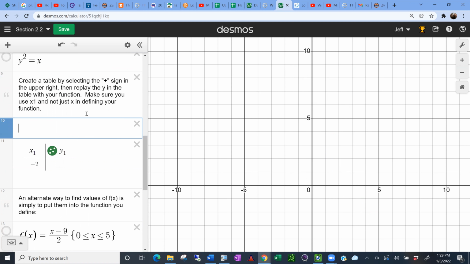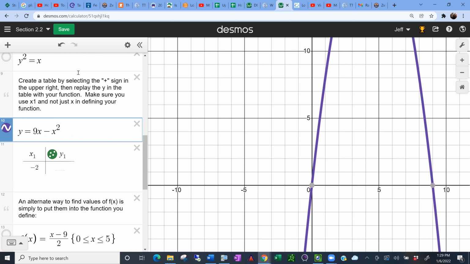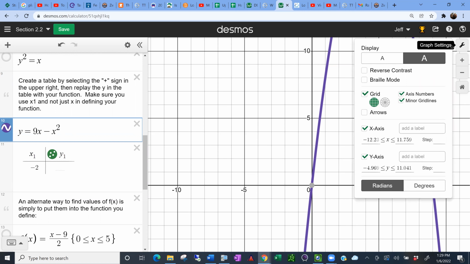I want to graph or work with the graph of y equals 9x minus x squared. You can get an exponent by hitting the shift key and then a 6. That'll put something up into the exponents. To control the viewing window, go over here to this icon, the tool icon, and just adjust your axes.